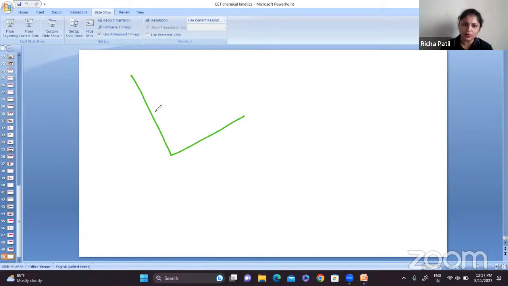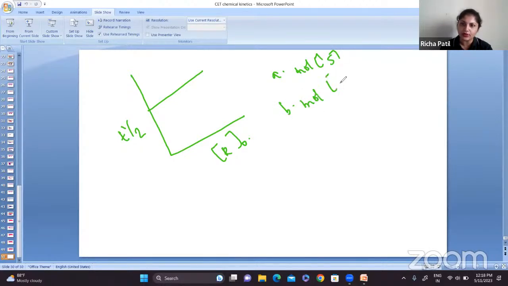So you know this is t half versus R naught. The plot of t half versus R naught is a straight line parallel to the x-axis. The unit of rate constant for this reaction is: the options are A, mole per liter per second; B, mole per second; C, per second; D, liter per mole per second.